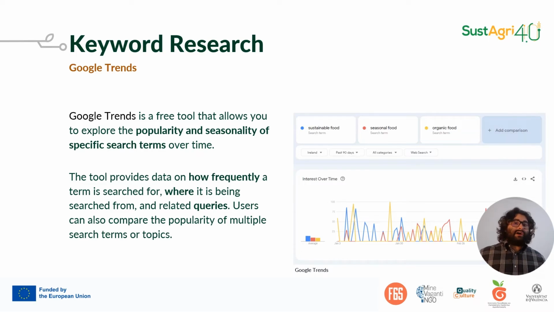In the image on the side, I have compared 3 keywords: sustainable food, organic food, and seasonal food. As you can see, user searches on these keywords vary over the months. Sometimes the search volume is high, while other times it is low. Using this graph, we can understand when a keyword becomes interesting and how it relates to others. This way, we can choose one keyword over another.